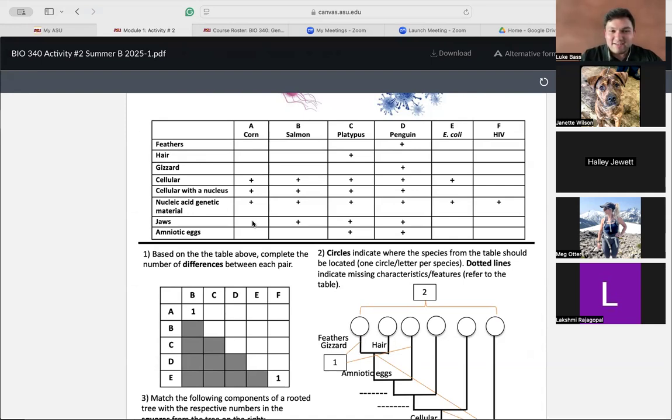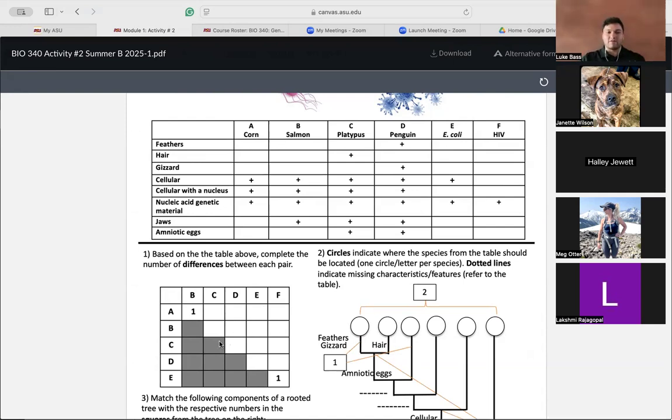But there is one difference here, so that's why you have one on the example there. And then same thing, comparing E and F, which is E. coli and HIV. You'll see that E. coli has this extra plus for cellular, while HIV does not. But all of the rest is the same. Either they do or don't have pluses, which gives that one difference.